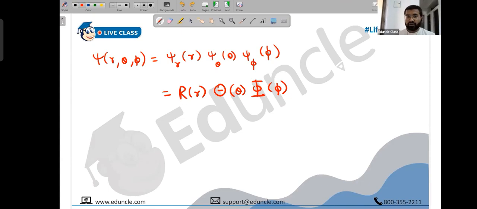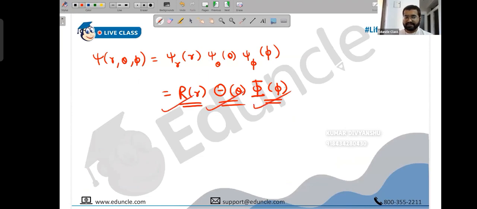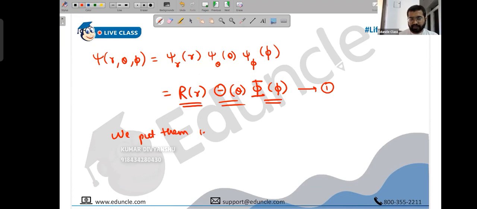Then after a whole long derivation, all you have to do is substitute this R, Theta, Phi here, this is the equation, and then a lot of derivation and manipulation is done, and eventually all these wave functions are found out. So we'll directly write the results of it. Sure, you can say this is equation 1 if you want. So let's write the results directly. We put them in the Schrodinger equation, and the solutions are found out to be as follows.